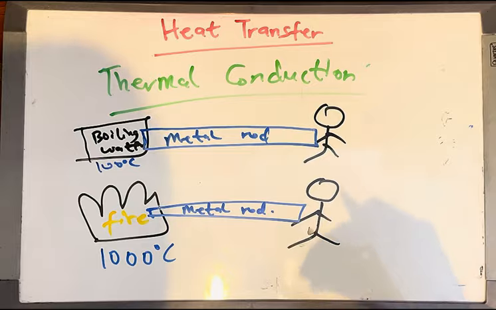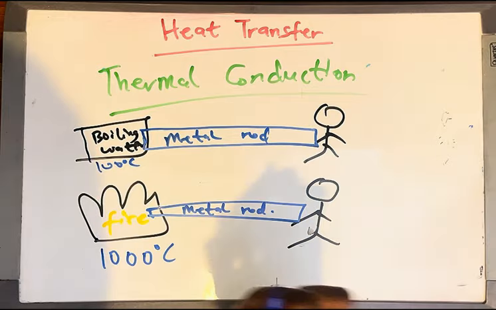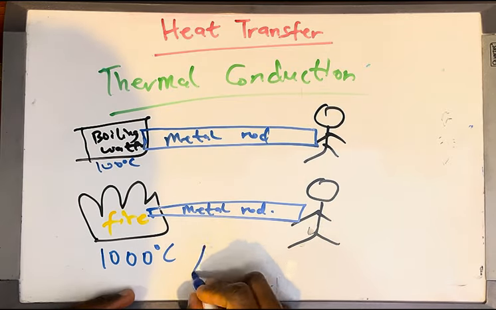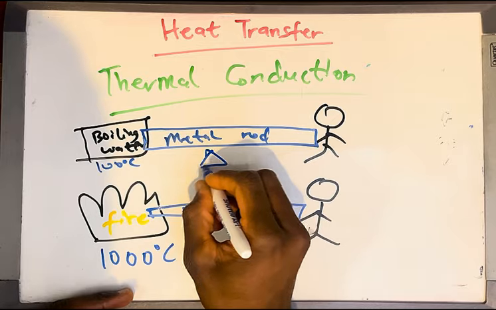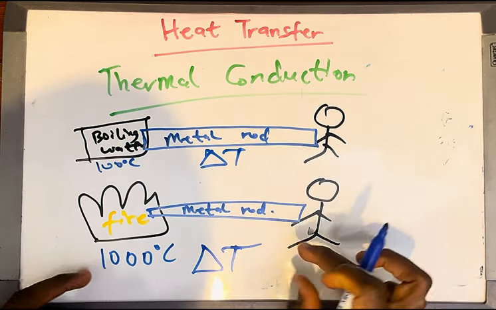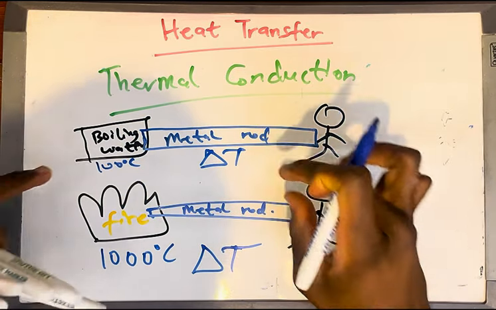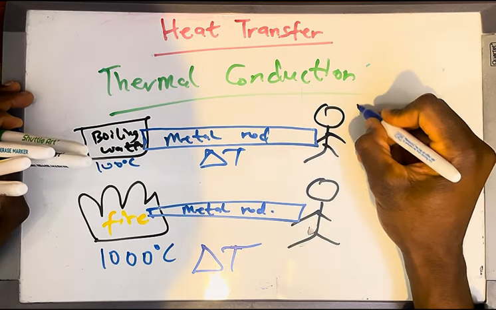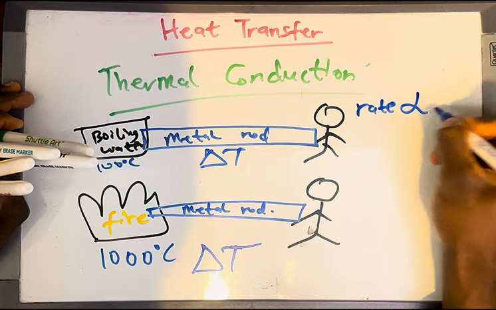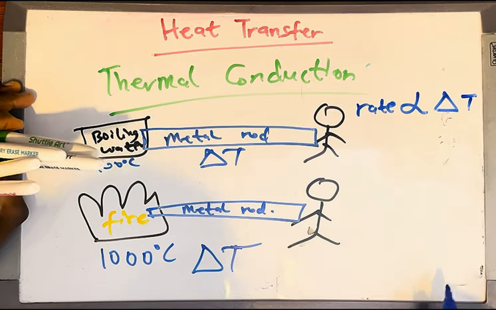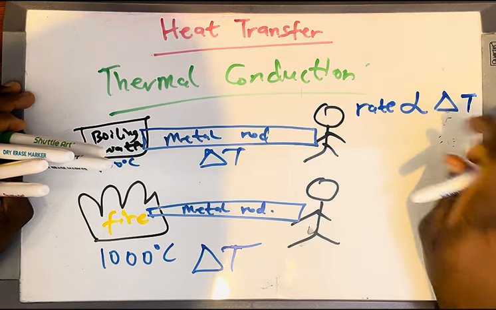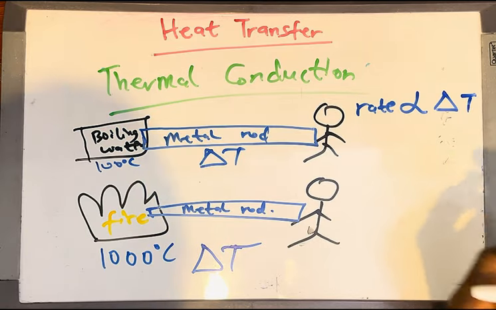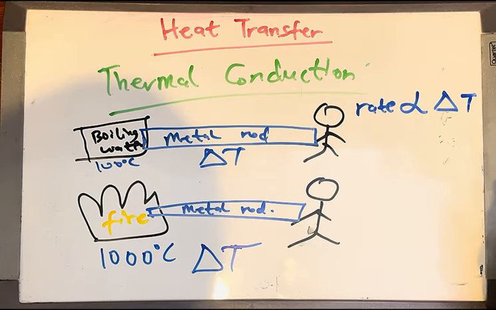The person that will feel the burn faster is obviously the person whose metal is in the fire, because the temperature difference between the person and the fire is very high, right? The temperature difference between the person holding the rod in the fire is very high compared to the one whose rod is inside what? The boiling water. So this implies that the rate of heat transfer is directly proportional to the temperature difference. The greater the temperature difference, the greater the rate of heat transfer. The lower the temperature difference, the lower the rate of heat transfer. As simple as that. Okay?